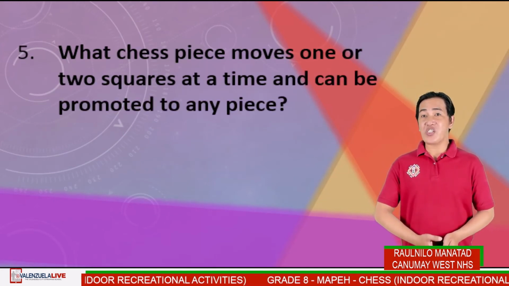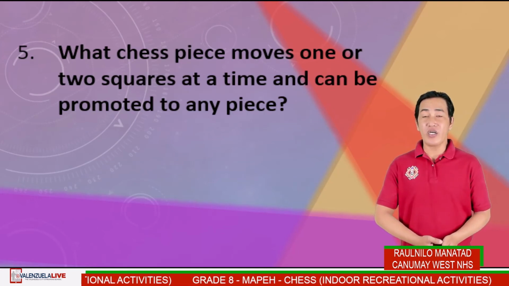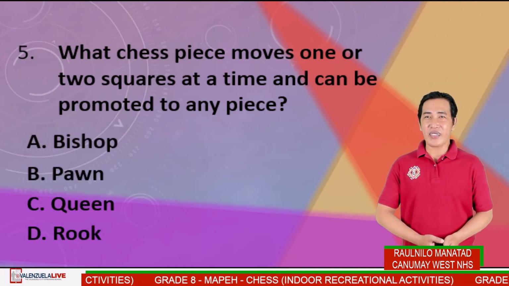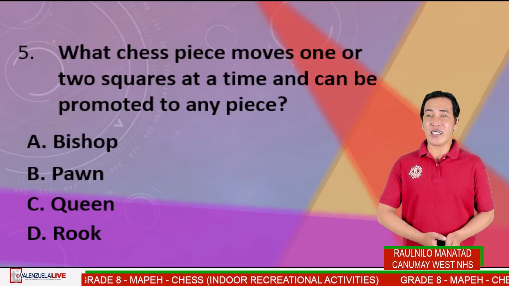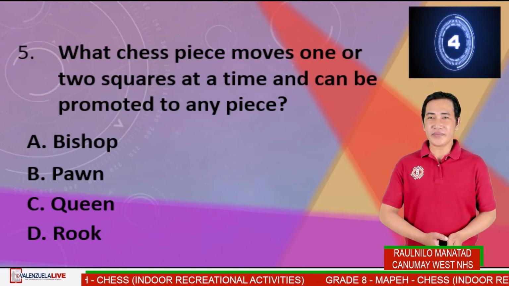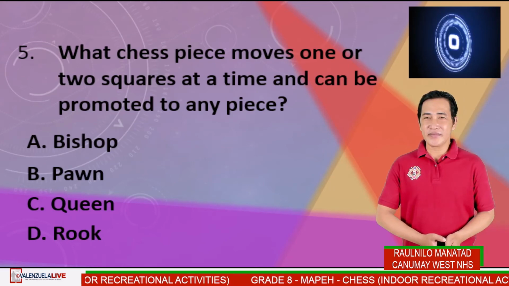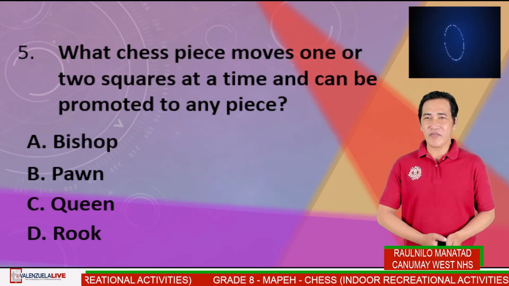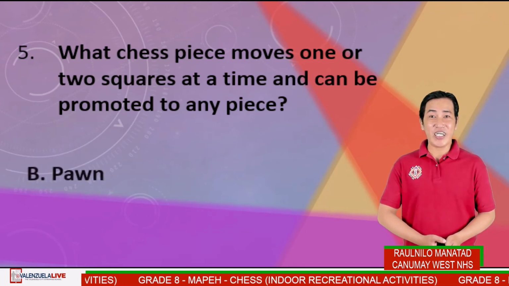What chess piece moves 1 or 2 squares at a time and can be promoted to any piece? A. Bishop. B. Pawn. C. Queen. D. Rook. You seem to know it all. Yes, it is B. Pawn.